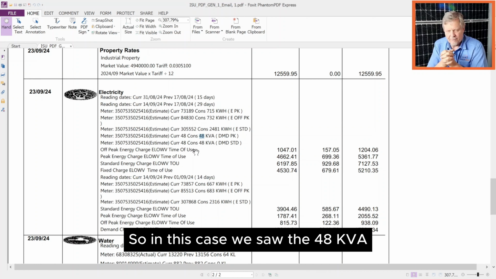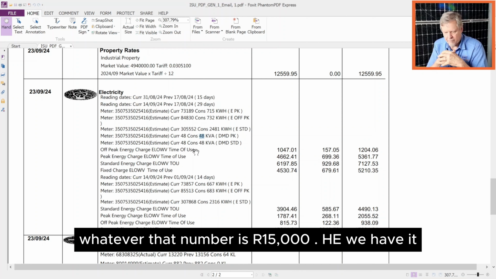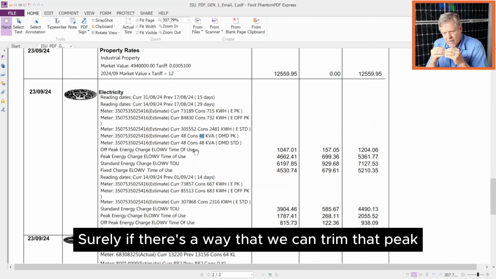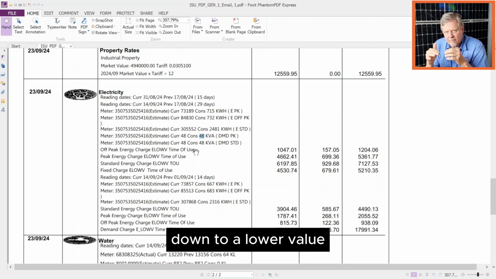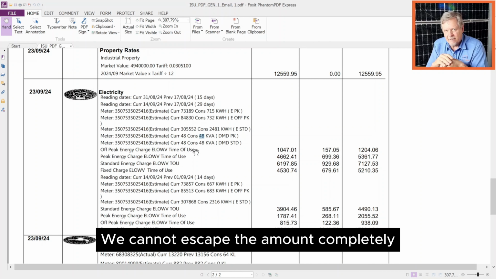So in this case, we saw there 48 kVA. So you are charged 48 times 325 rand, whatever that number is, 15,000 rand. Here we have it. That's what the cost is. Surely, if there's a way that we can trim that peak down to a lower value, then we can reduce that amount. We cannot escape that amount completely.